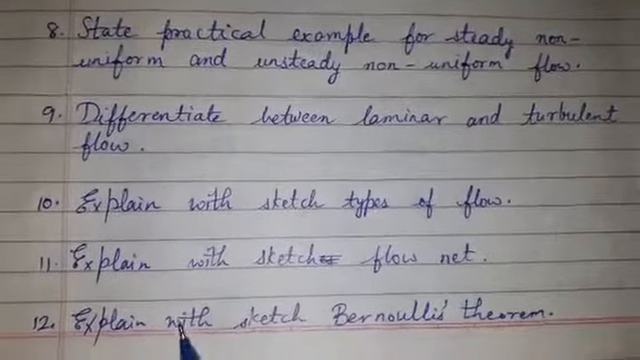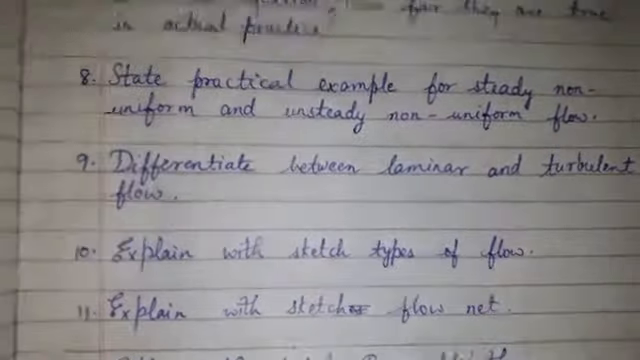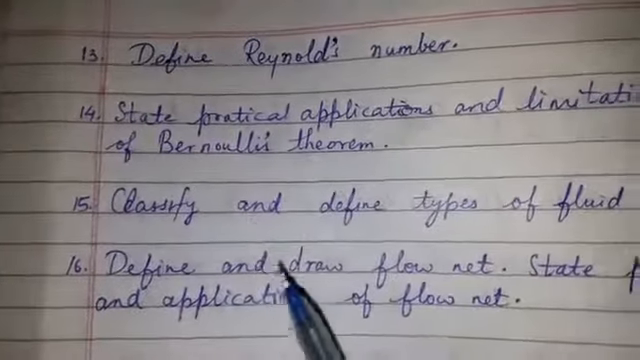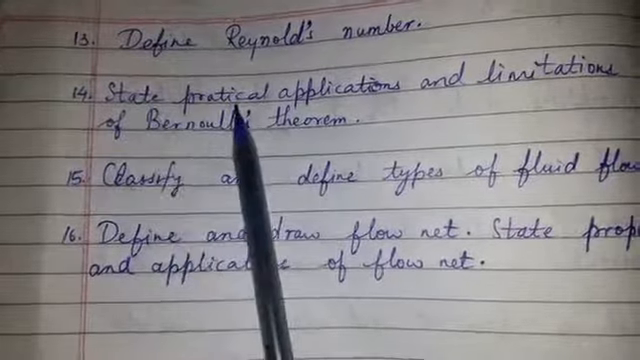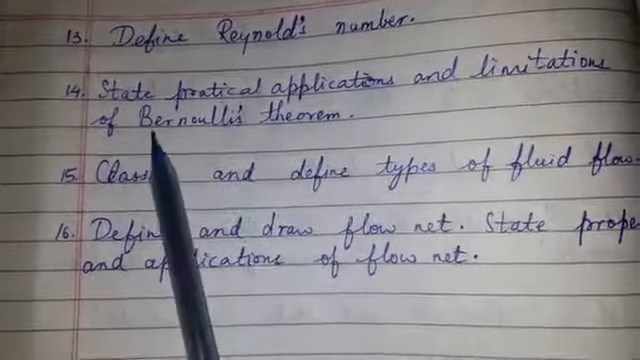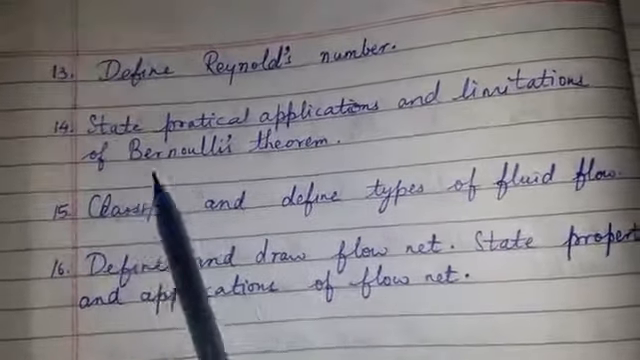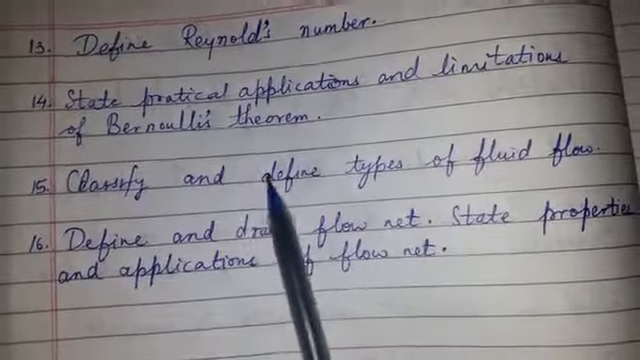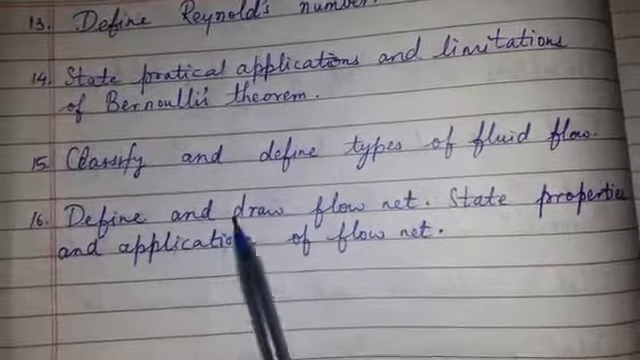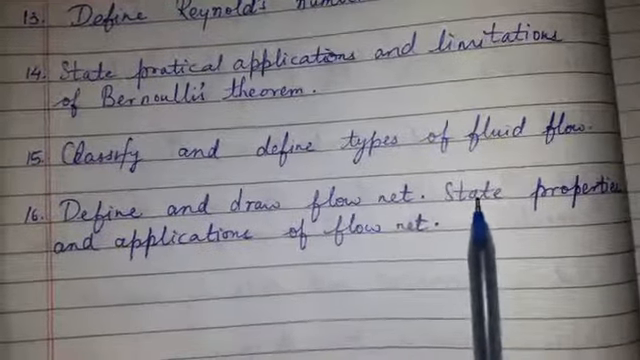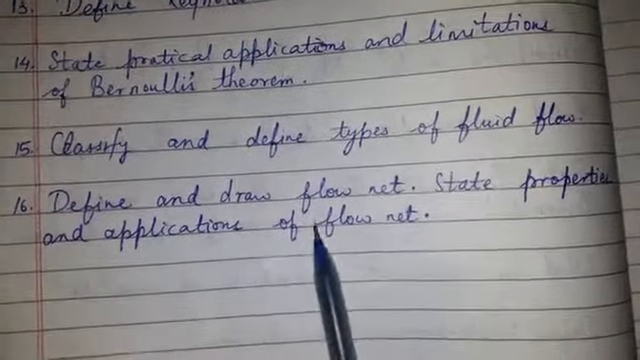Question number 12. Explain with sketch Bernoulli's theorem. Question number 13. Define Reynolds number. Question number 14. State practical application and limitations of Bernoulli's theorem. Question number 15. Classify and define types of fluid flow. Question number 16. Define and draw flow net. State properties and application of flow net.